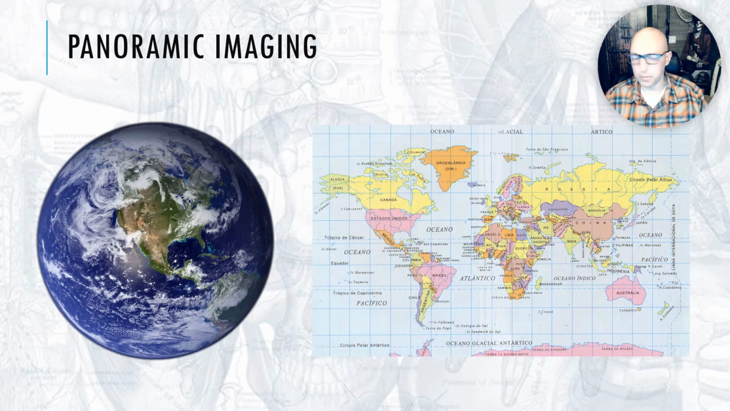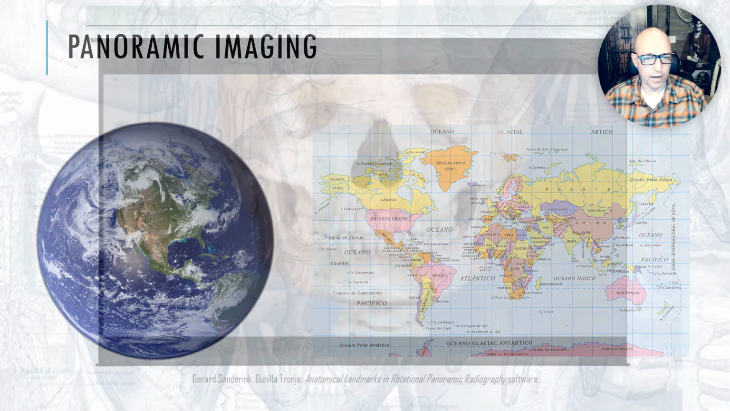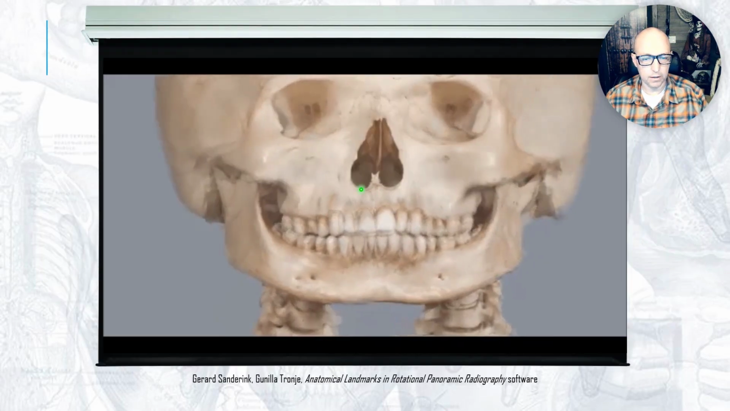And so what do you know about two-dimensional maps that display the entire world? Greenland, is it really that size in relation to the United States and to other things? Antarctica, what's it doing down here? It's just kind of stretched out across the entire world. Nobody knows what Antarctica looks like, right? And so the same thing happens with panoramic imaging.